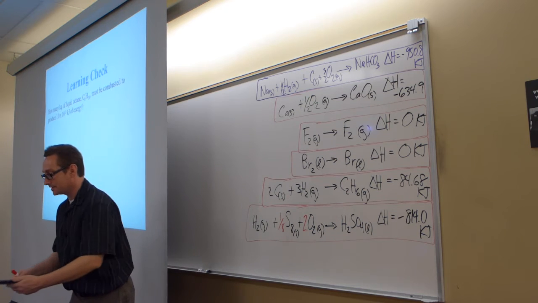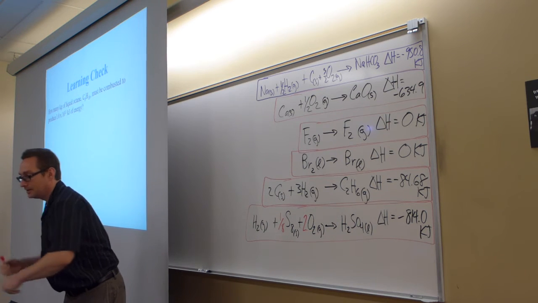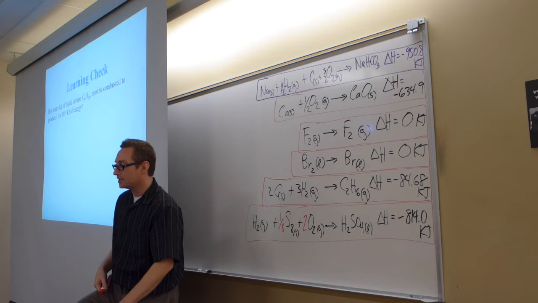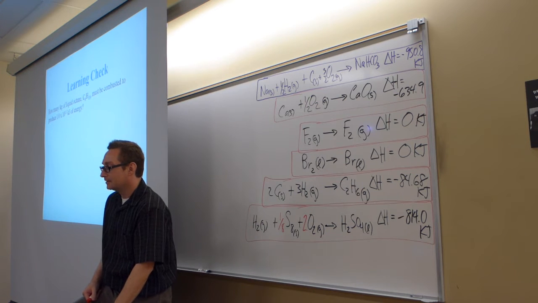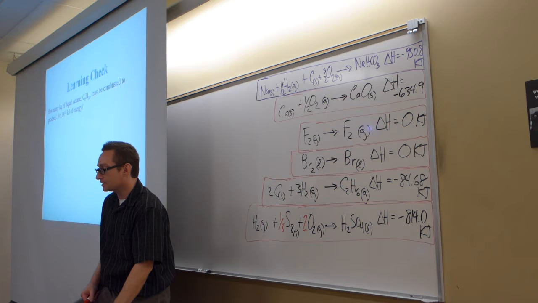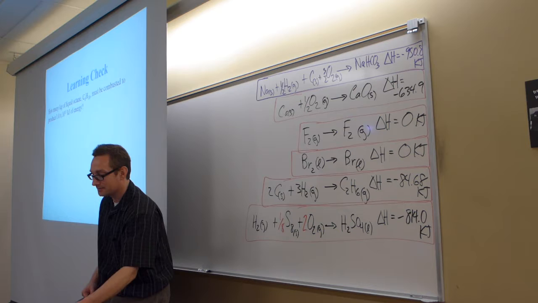In the home stretch for chapter 6. So here's a question. How many kilograms of liquid octane, C8H18, must be combusted to produce 1.0 times 10^11 kilojoules of energy? It looks like a very bare bones problem, but there's actually kind of a lot to it.